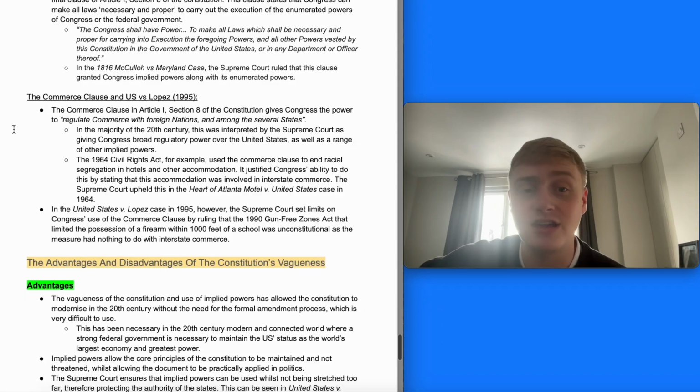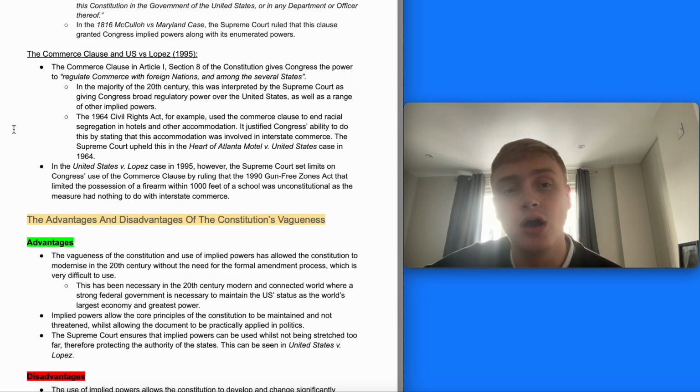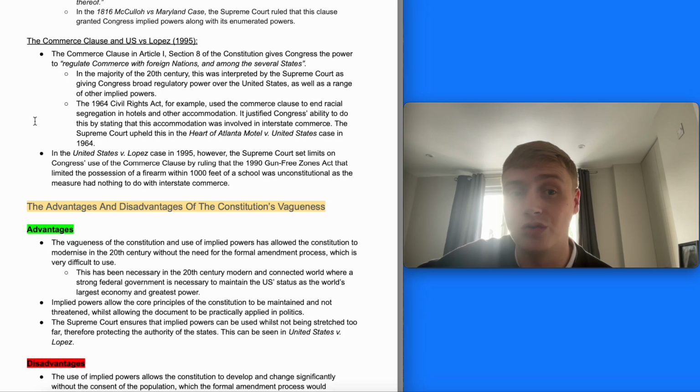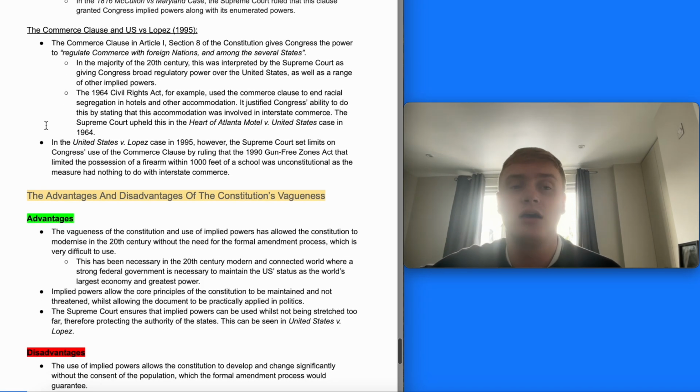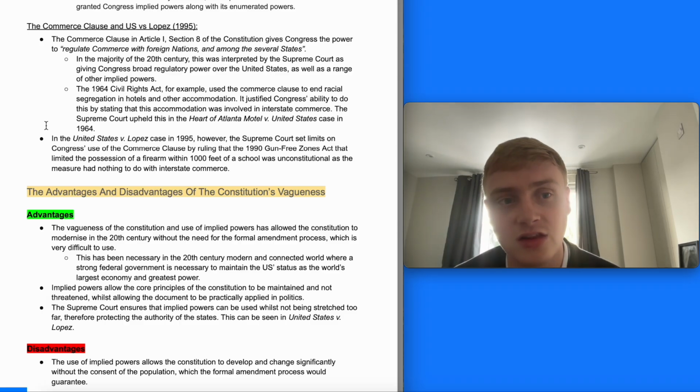In the majority of the 20th century, this was interpreted by the Supreme Court as giving Congress broad regulatory power over the United States, as well as a range of other implied powers. Effectively, a lot of things were being defined as regulating commerce within the states. As a result, Congress was able to pass a lot of laws that otherwise may not have been possible due to these implied powers. For example, the 1964 Civil Rights Act used the Commerce Clause to end racial segregation in hotels and other accommodation. It was justified because Congress argued that accommodation was involved in interstate commerce, and the Supreme Court upheld this in Heart of Atlanta Motel versus United States.